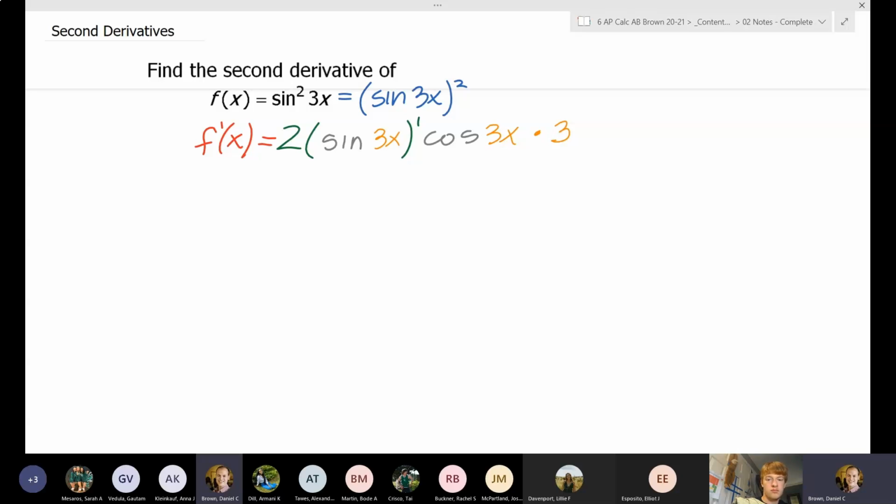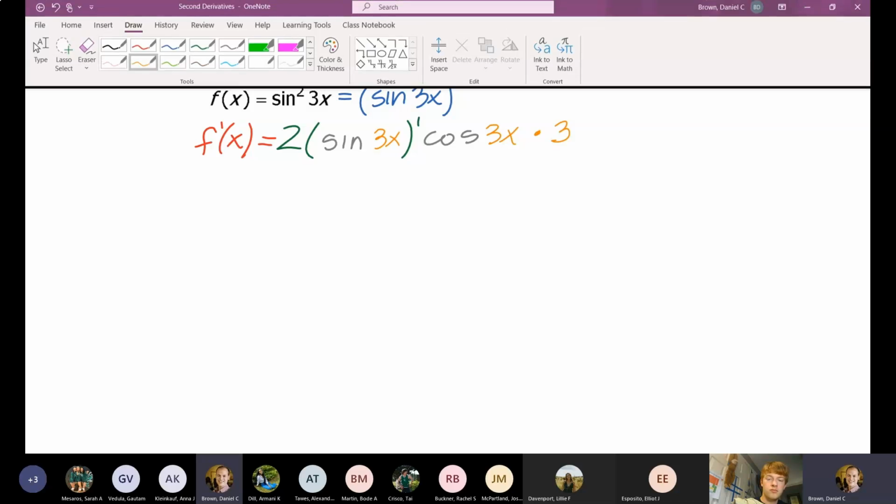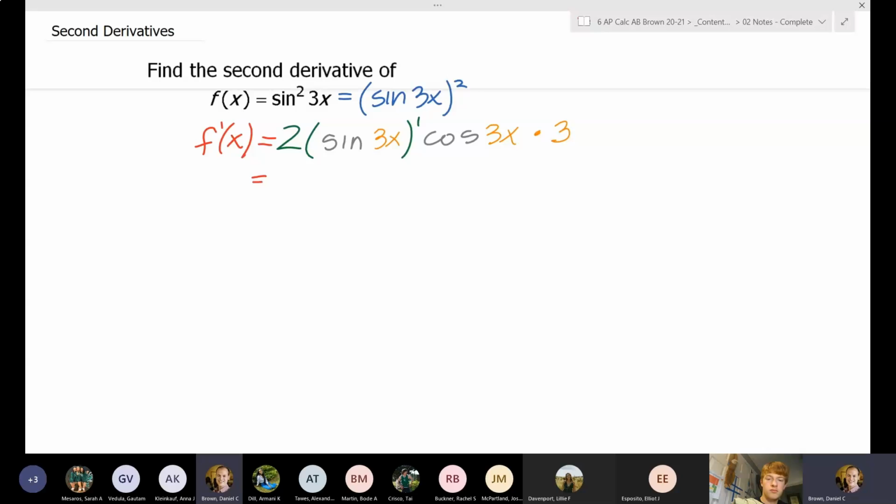To find the second derivative, we want to take the derivative of this expression. Before I find the second derivative, I do think it makes sense to simplify this because a simplified function is going to give us an easier derivative. So if I'm simplifying this, the 2 times 3 is a 6, and I can drop that first power on the sine. And so this is my first derivative.